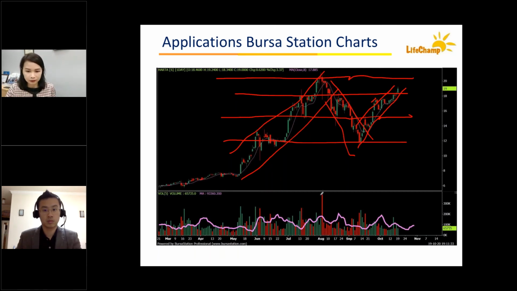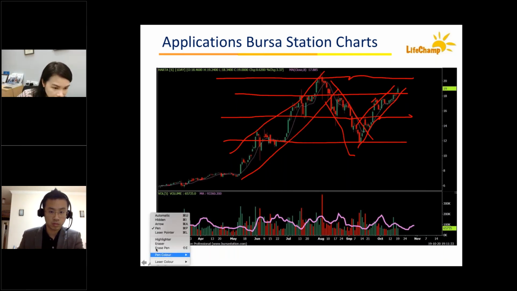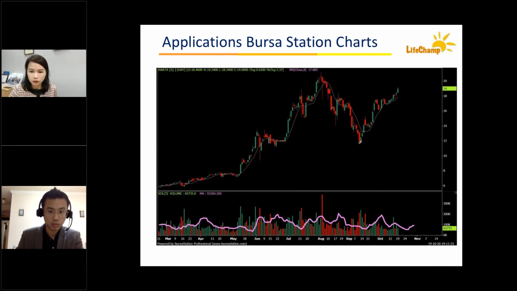Okay, let me erase this. Another thing I want to show you is this volume bar. This volume bar is actually twice the height of the normal range. It's like an ultra huge volume bar over here.